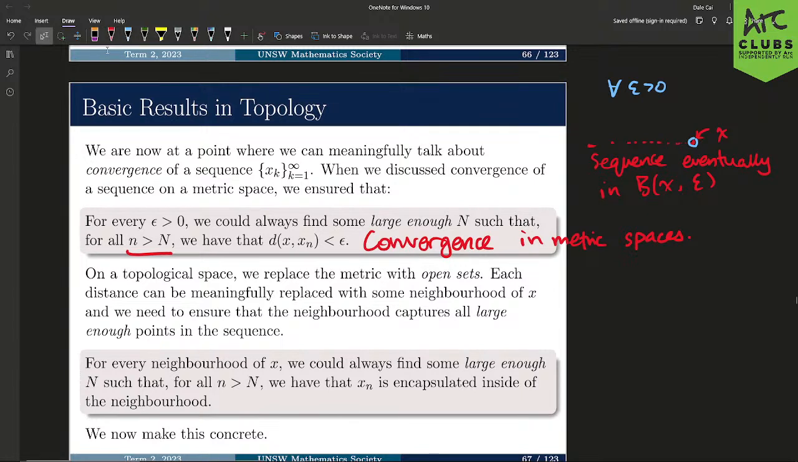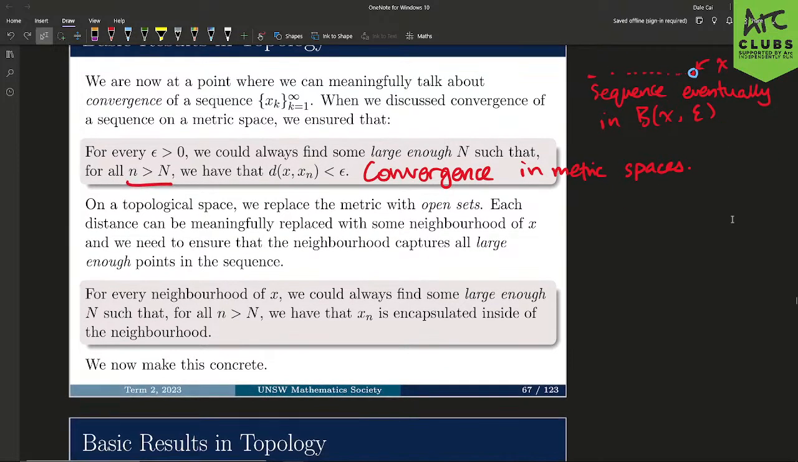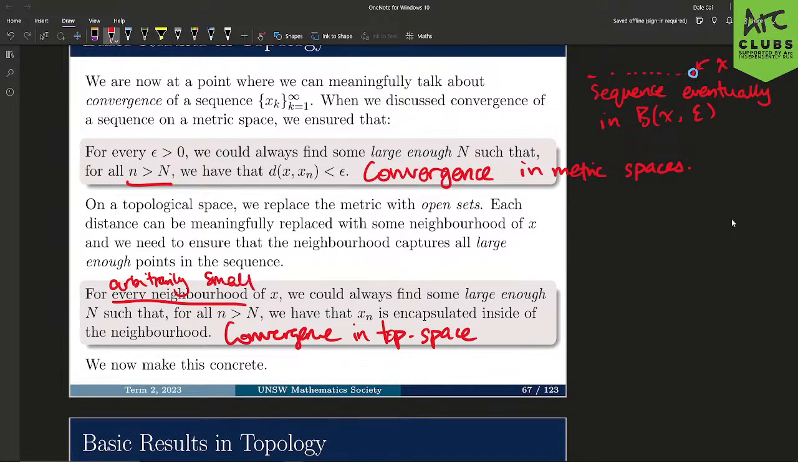So we're going to generalize this to neighborhoods. Remember, with neighborhoods, we generalize these balls to arbitrarily small neighborhoods. Okay, that's not exactly rigorous, or not a perfect characterization, because sometimes it can't be arbitrarily small, but it's good enough for what we need right now. For convergence in a topological space, for every neighborhood of x, so that means for an arbitrarily small neighborhood of x, we can find, well, x_n is eventually in that neighborhood.